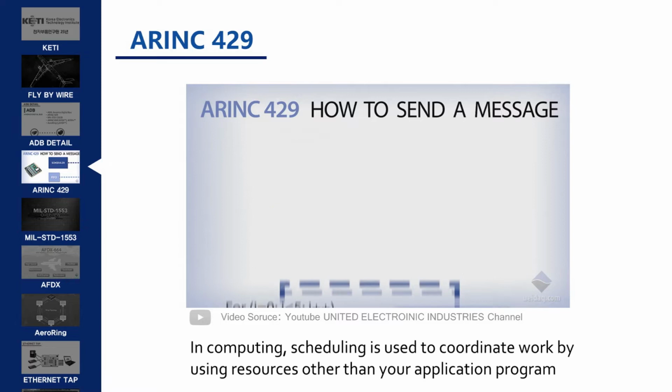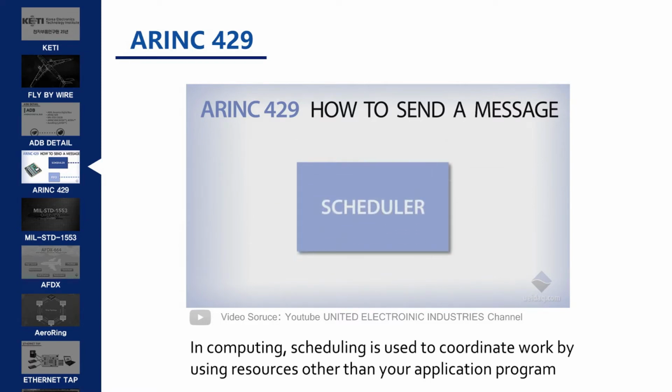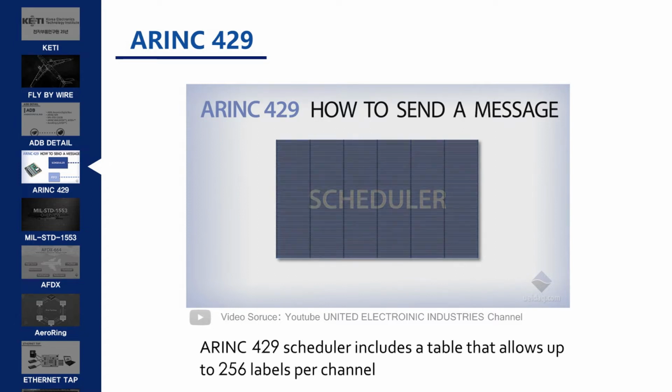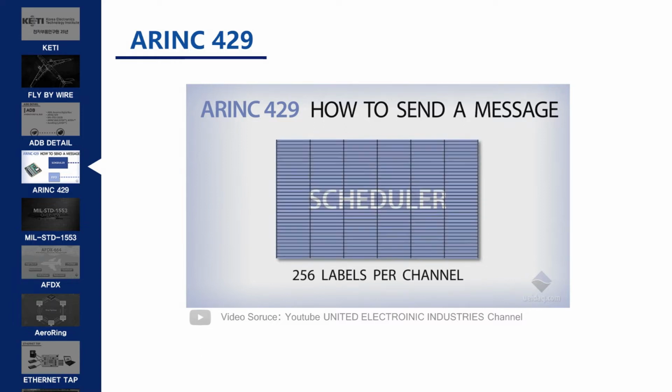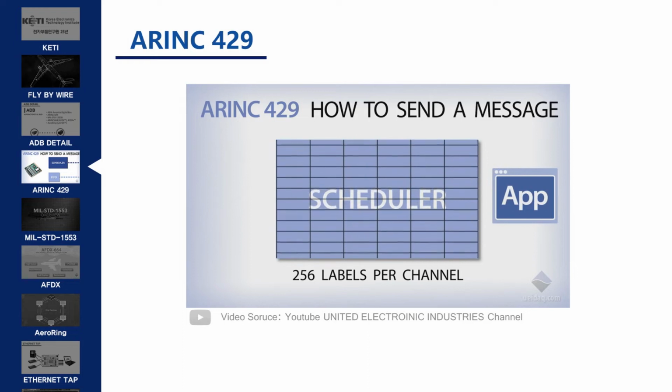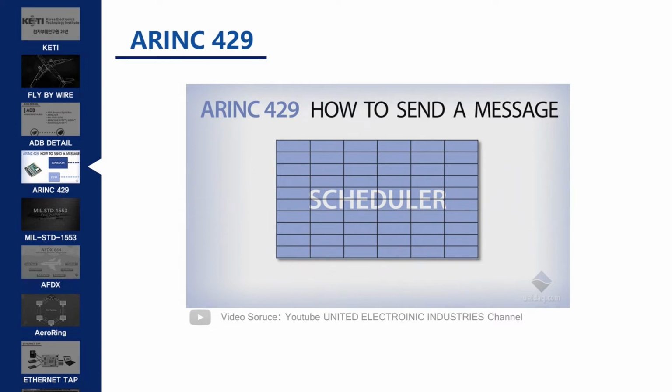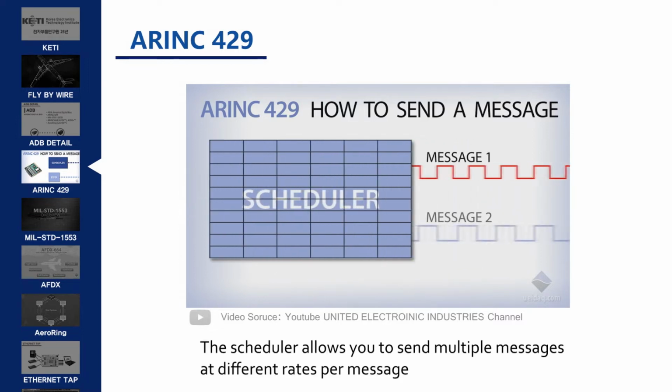In computing, scheduling is used to coordinate work by using resources other than your application program. The UEI 429 scheduler includes a table that allows up to 256 labels per channel. This scheduler can be started by your application or automatically based on the receipt of a specific label. The UEI scheduler allows you to send multiple messages at different rates per message.